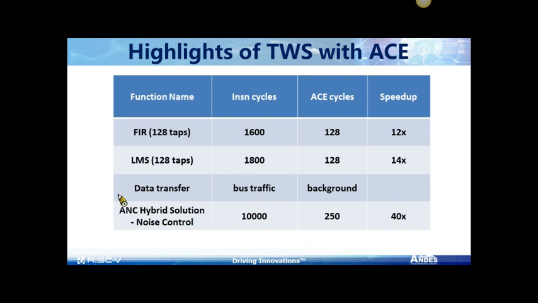Finally, we applied all the instructions to the most complicated noise control algorithm, called hybrid solution. If we run the algorithm in pure C, it will cost around 10,000 cycles. But if we run the algorithm with customized instruction, it will only take 250 cycles. So the speed up would be around 40 times.